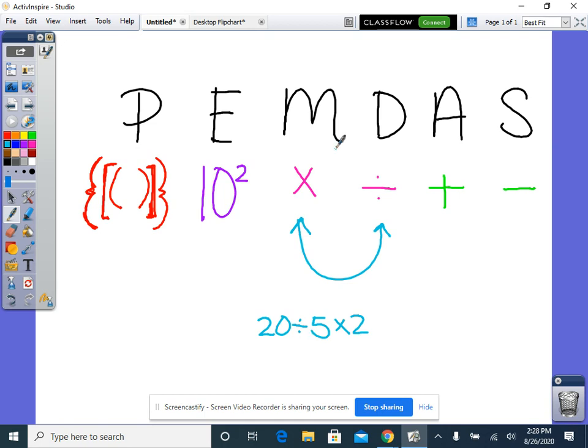So division comes first. I'm solving division first. Yes, it says multiplication before division in PEMDAS. However, because they're inverse operations, I solve whichever one comes first in the equation. So I would solve 20 divided by 5 and get 4, times 2 is then 8. Okay?